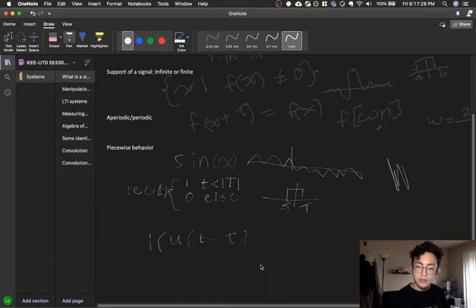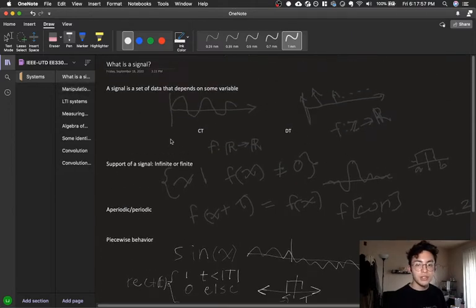Let me know otherwise. Plus u(t minus tau). I think that's right. But the idea that I want to point out here is that we can use the step function to section off different areas of the time axis. That's all I wanted to touch on with just what a signal is and how I'm going to be talking about them here.